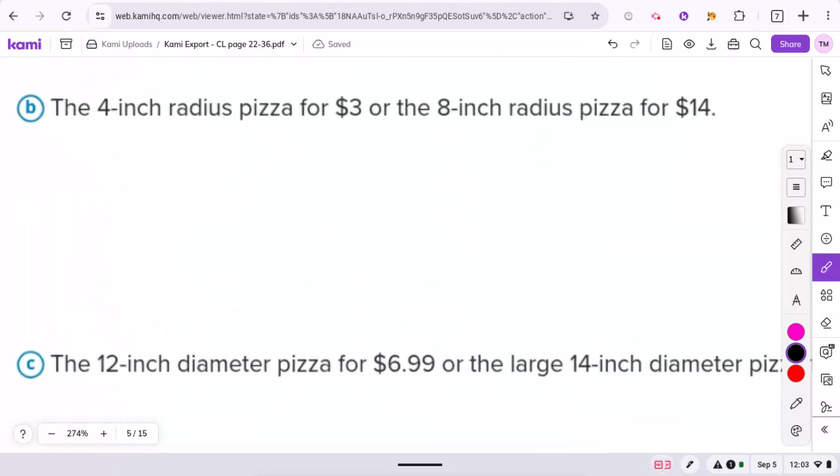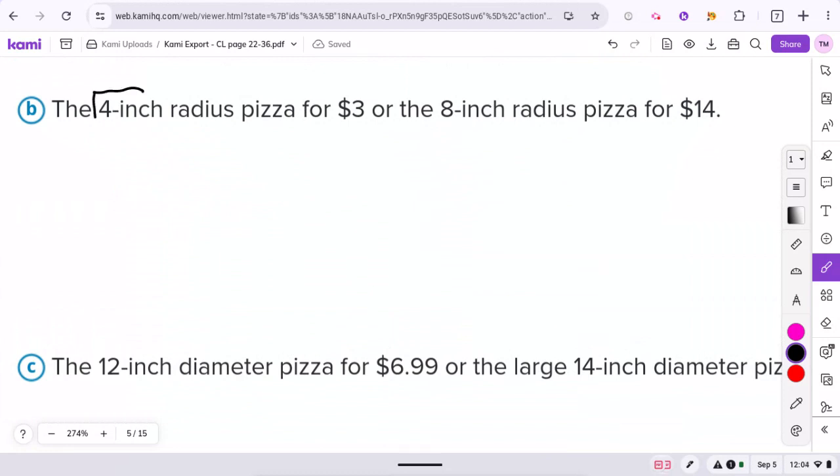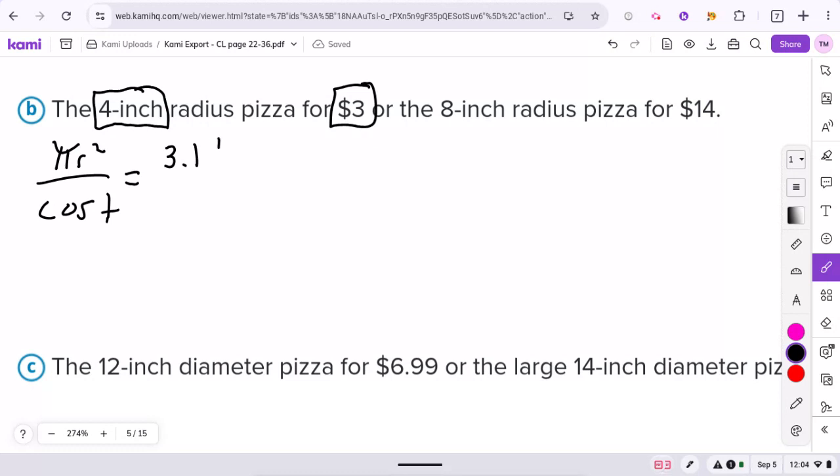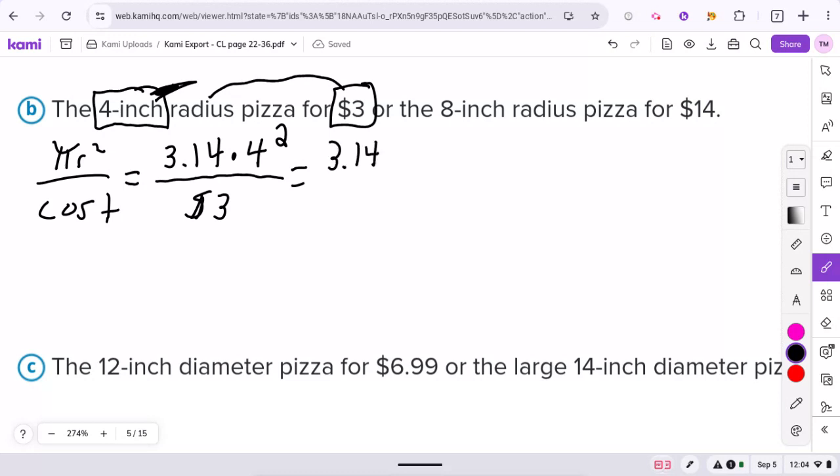So for example, this one for letter B, if I ask you to compare two of them, so this one is 4 inches for $3. So you would do the area, pi r squared over the cost. So 3.14 is pi. This says the radius is 4 inches, 4 squared. The cost is $3. So you would do the area problem like you normally would for a circle. So you would square the 4, which would be 16.